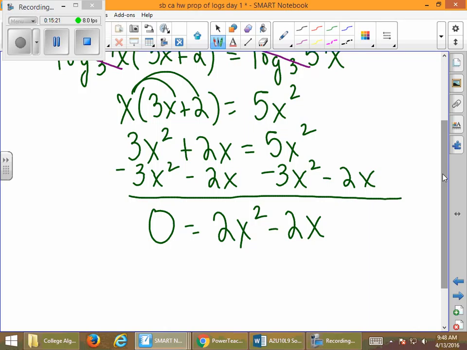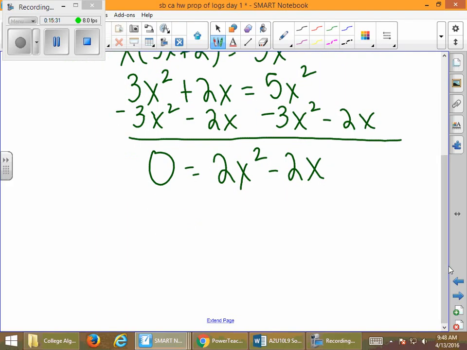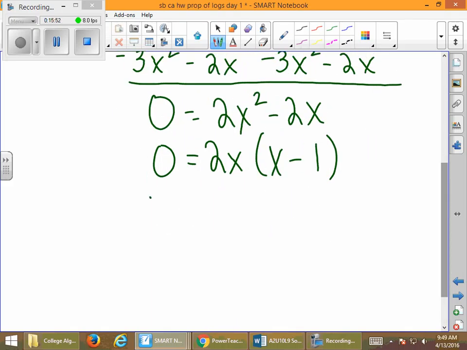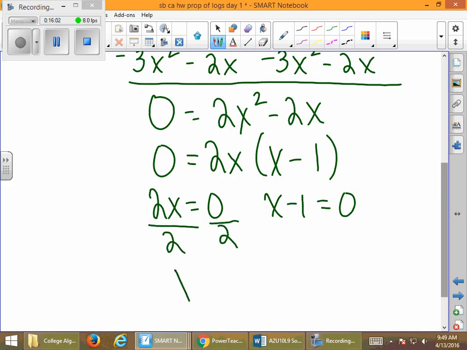And some people made it this far and then had trouble. Some people tried to divide out the 2, but this binomial really can be factored. We can take out a greatest common factor of 2x, and then we're left with x minus 1. 2x times x is 2x squared. 2x times negative 1 is negative 2x. And now we have to solve. So we have 2x equals 0, and x minus 1 equals 0. When we divide both sides by 2, we end up with x equals 0. Adding 1 to both sides, we end up with x equals 1.